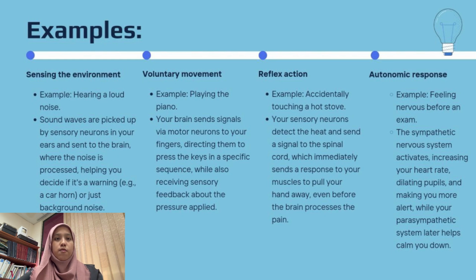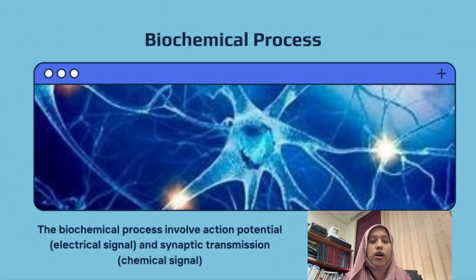Now, let's move on to the examples. First, sensing the environment, like hearing a car horn or processing whether to stop walking. Next, voluntary movement, such as playing a musical instrument, where the brain sends precise signals to your fingers. Third, reflex action, a sudden response to a danger, like pulling your hand away from a flame. Last but not least, autonomic response, such as feeling nervous before a presentation, with your sympathetic system increasing heart rate and alertness.